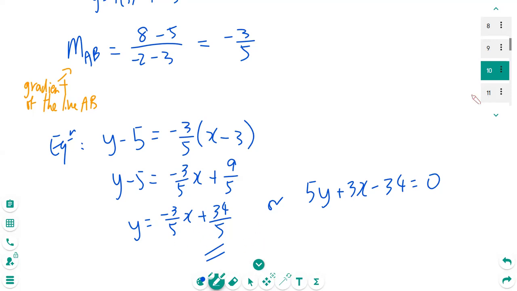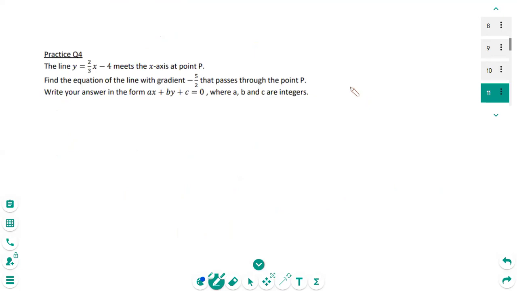All right, practice question 4. Pause the video, have a go. Now be careful this time. The question wants you to find an answer in the form of ax plus by plus c equals 0. So one side has to be 0 and all coefficients have to be integers. Pause the video, have a go at the question. When you're ready for the answer, you can press play.